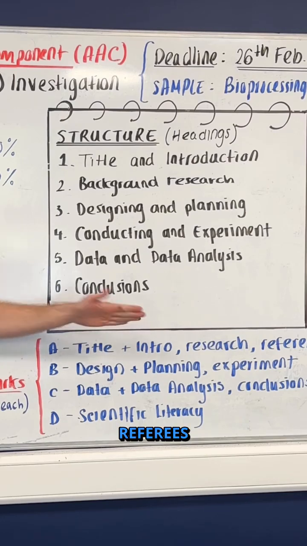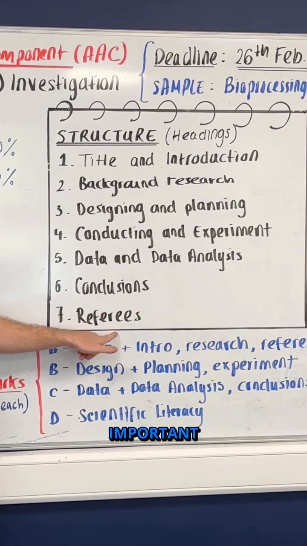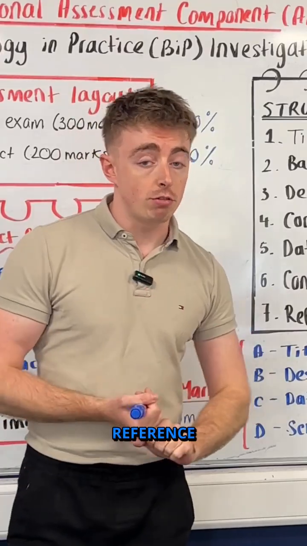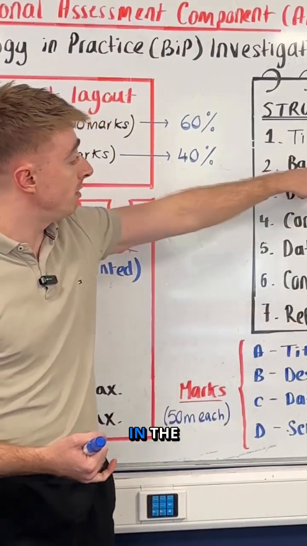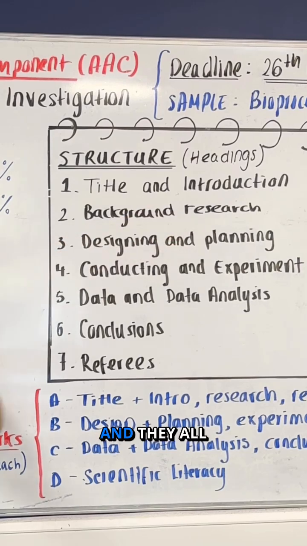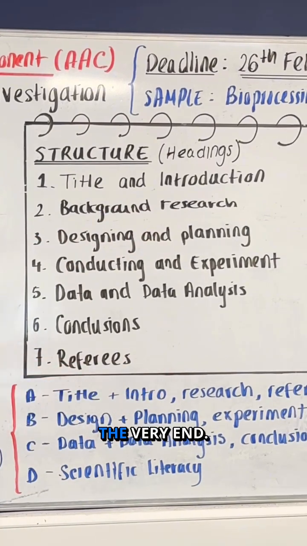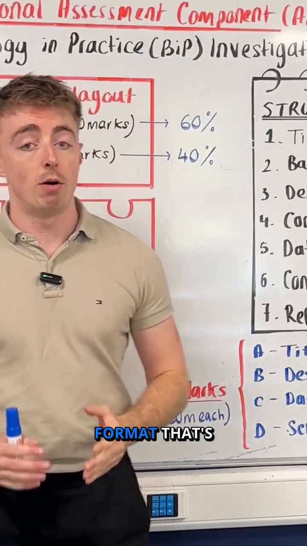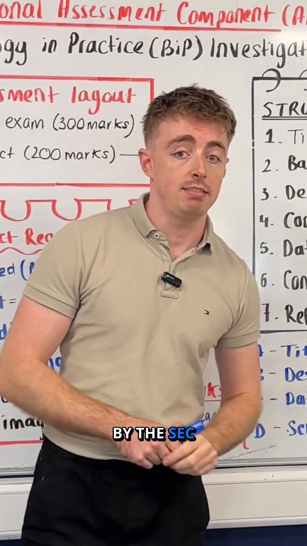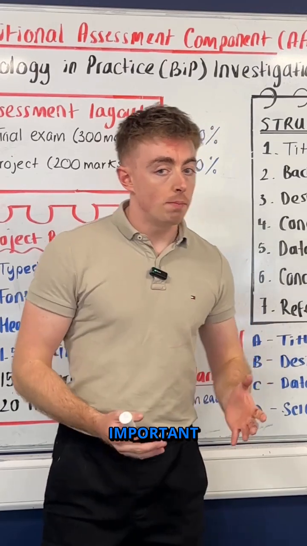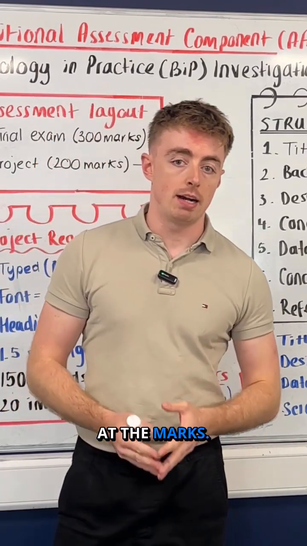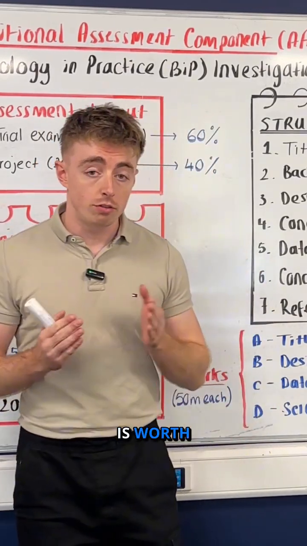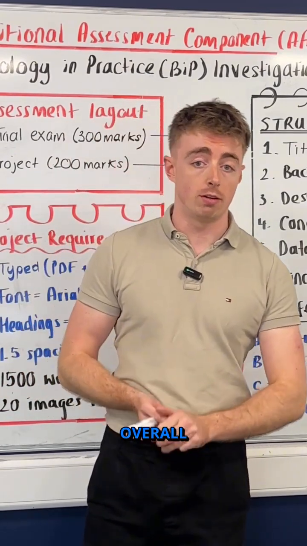Finally, your references or your bibliography. This is a really important section. You need to make sure you reference throughout your project. You'll have a lot of references in the background research, and they all need to be included in this section at the very end. So you need to make sure you follow the exact format that's expected by the SEC for marking. So one of the most important parts of this project is taking a look at the marks. We know that this project is worth 200 marks, which is 40% of your overall grade.